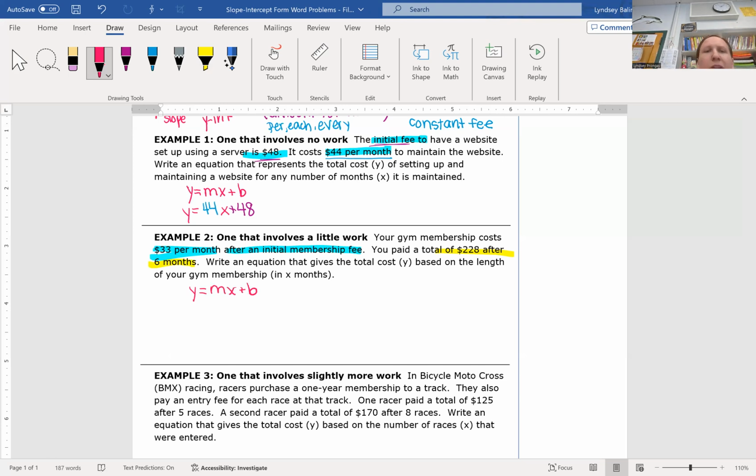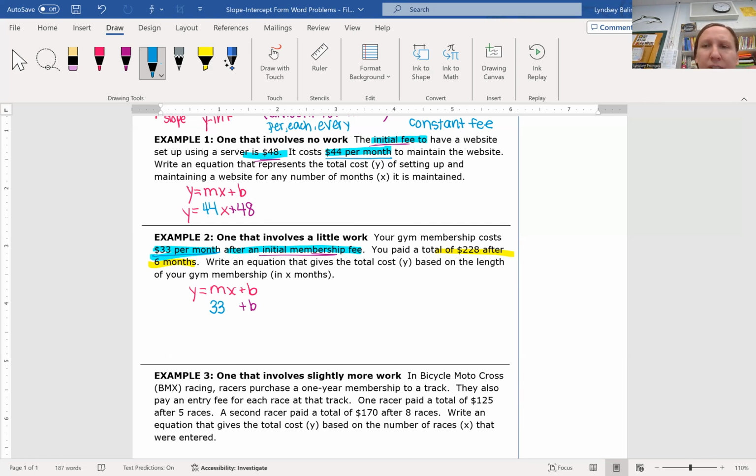In this case, we know there is an initial membership fee. Okay, but it doesn't tell us what it is. So this is one where we don't know the b, and we're going to have to do something to figure it out. Okay, we do know though that the cost is $33 per month. So I know that my m is 33. Okay. And then we're like, okay, we need to figure out that b.